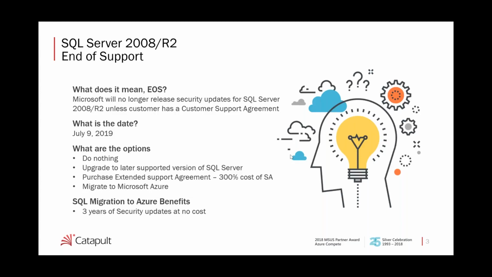You can purchase an extended support agreement. Those can be very expensive, up to 300% of the cost of your software assurance. I did a calculation for SQL Enterprise Edition with 16 cores, and I estimated it would cost over $200,000 a year to get a custom support agreement. Or you can migrate those servers and applications as is into Azure.